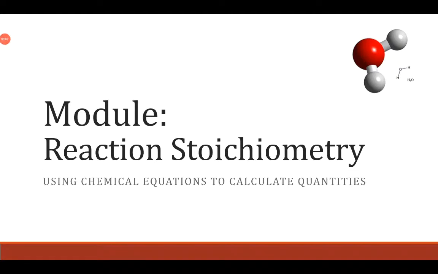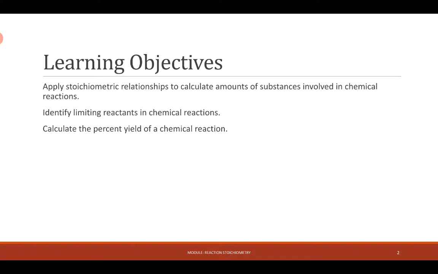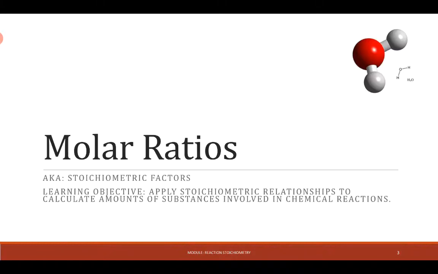In this video, we're going to begin talking about our module on reaction stoichiometry, which is using chemical equations to calculate quantities. The learning objectives for this module include applying stoichiometric relationships to calculate amounts of substances involved in chemical reactions, identifying limiting reactants, and also calculating percent yield.